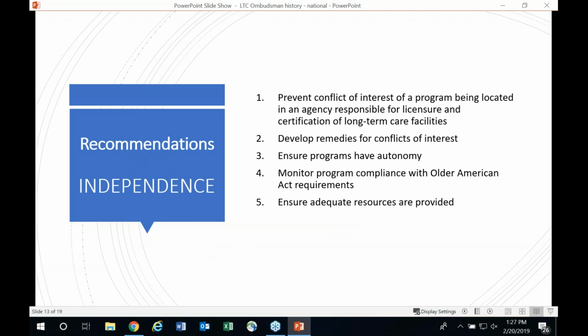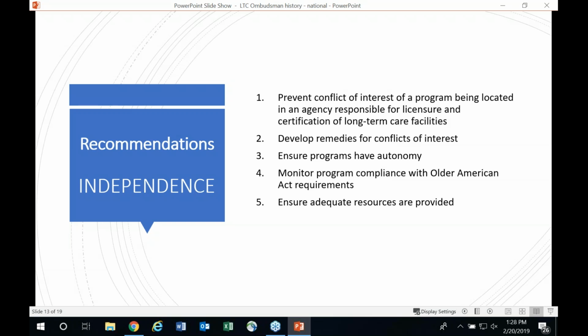So the first recommendation, again, was independence. Talking about conflict of interest and how important it was to very specifically not be located or too closely associated with the agency responsible for licensure and certification of the long-term care facilities. That there needed to be remedies developed for conflicts of interest, and that to ensure that the programs have autonomy. And I guess as I explained to you kind of what Idaho's setup is, I most certainly did not have autonomy to the extent that I think the Older Americans Act intended for us to have back in that day.